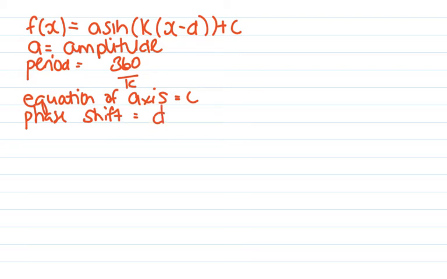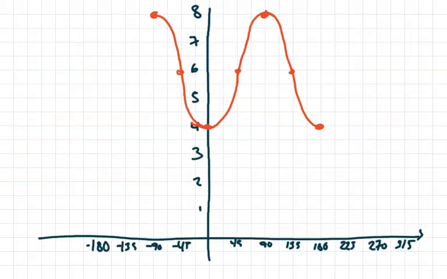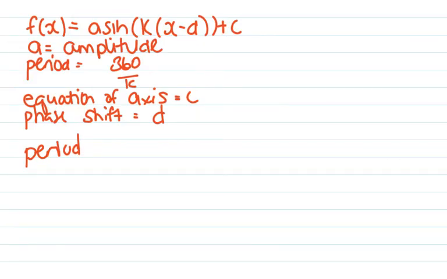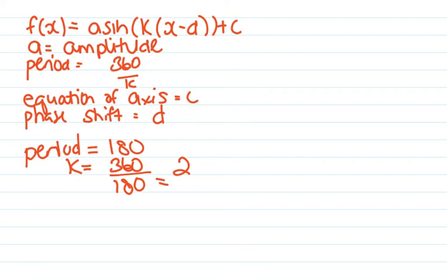So we'll start with the period. If we look at our graph, to go from the lowest point to the next lowest point, that's 180 degrees. So the period is 180. So then from that we could find the k value, because k equals 360 over 180. That means k equals 2.